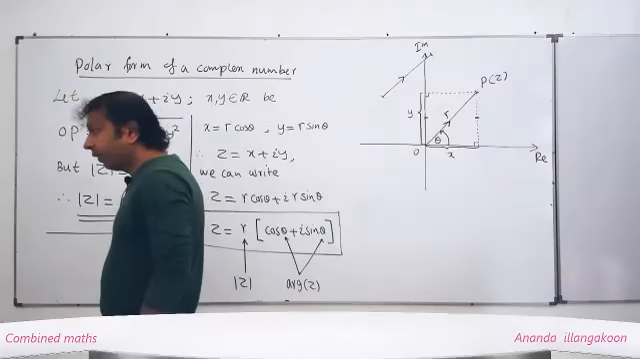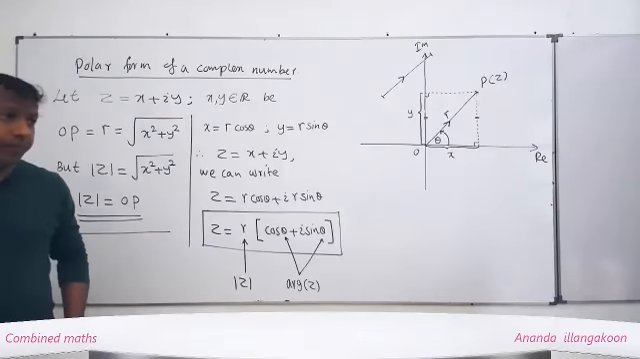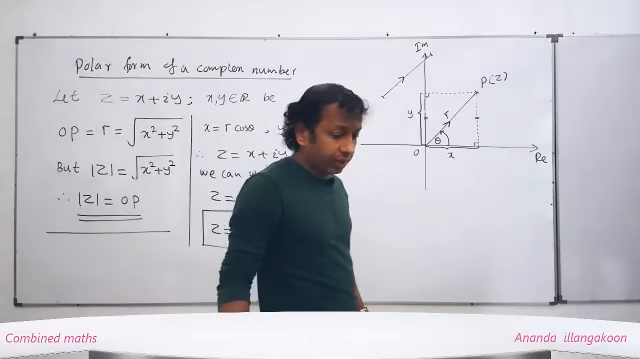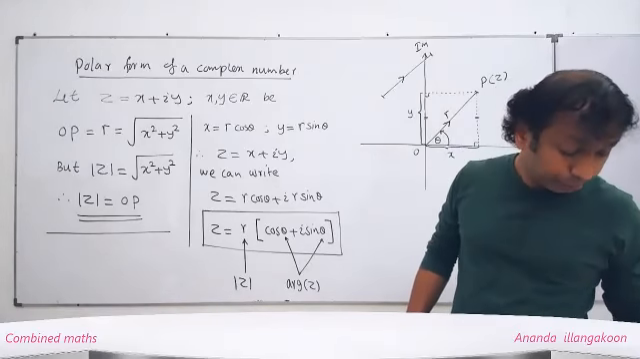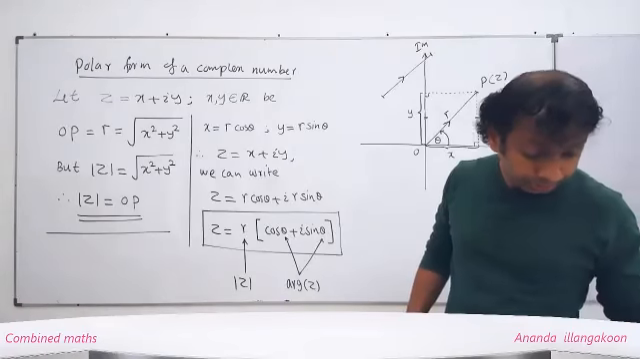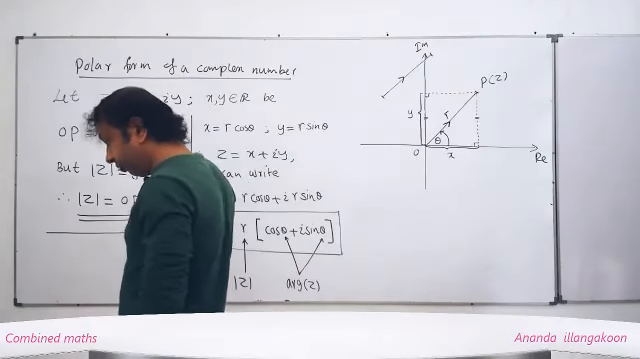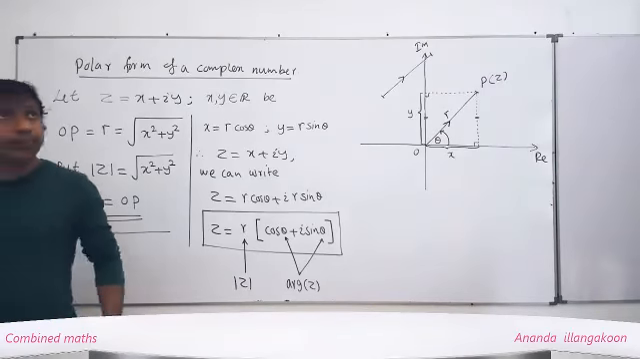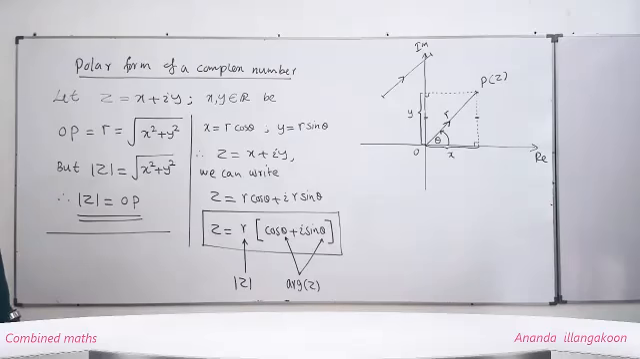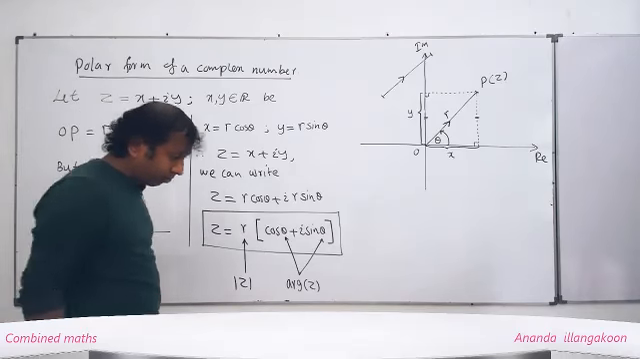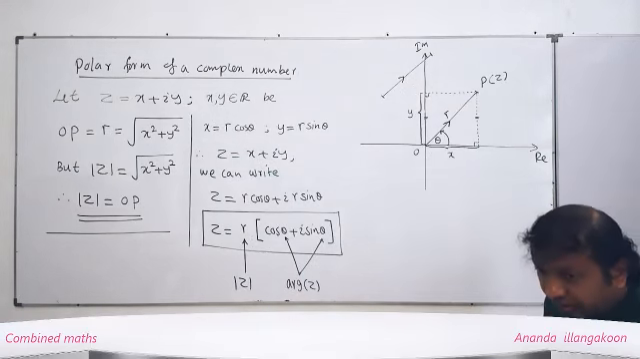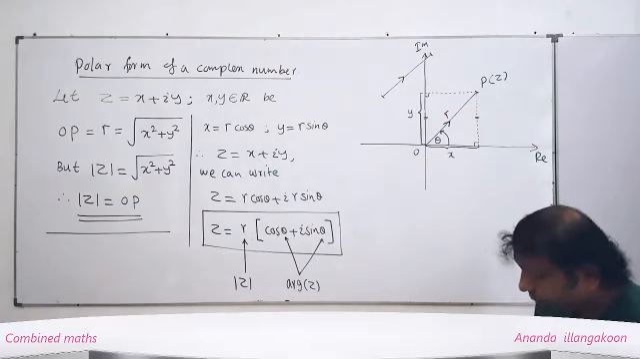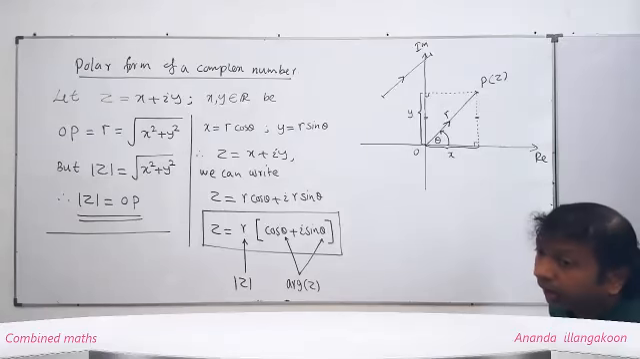Write down. In writing the complex number in the polar form, the two qualities of a line segment, the length and the direction, have been used.